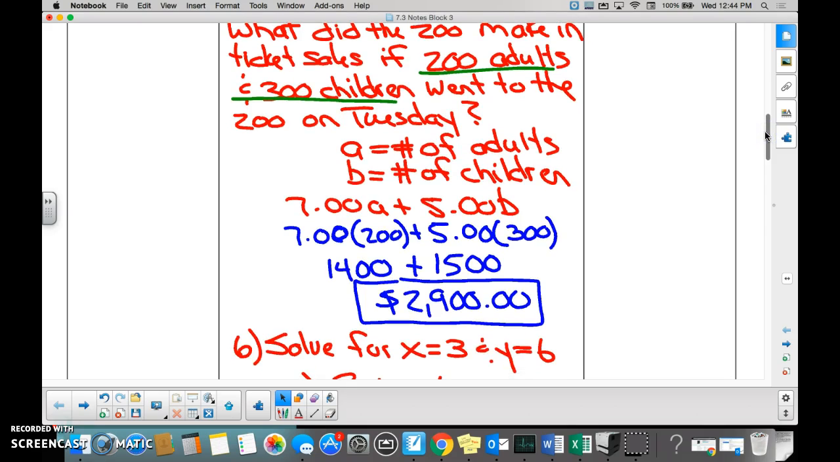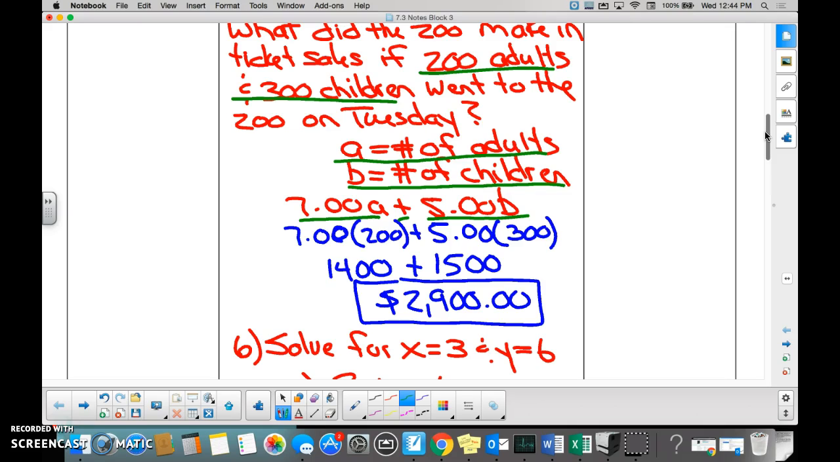every day. So we decided that we're going to call A the number of adults that come to the zoo, and B the number of children that come to the zoo. And then our coding, or our formula, is going to be $7 for an adult plus $5 for a child, and that is always going to give us the amount of money we made in ticket sales.